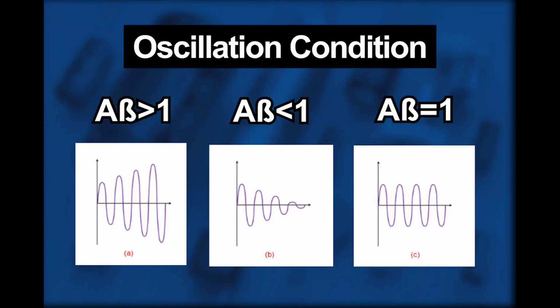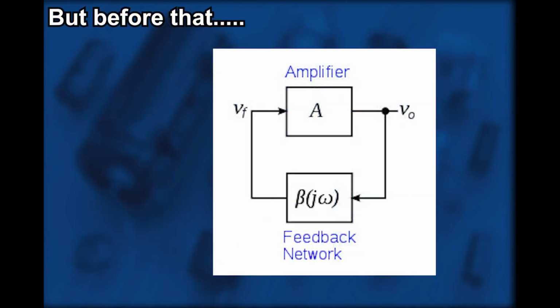There are three conditions of oscillation that can occur. First, the loop gain is greater than 1. Second, the loop gain is less than 1. And third, the loop gain is equal to 1. All of these three conditions will be explained further in this video. But before that, let's look at the simple circuit of the amplifier with positive feedback to understand the basic principle of the oscillator.